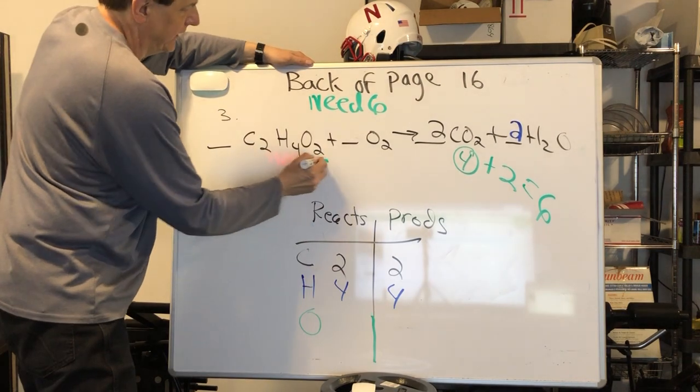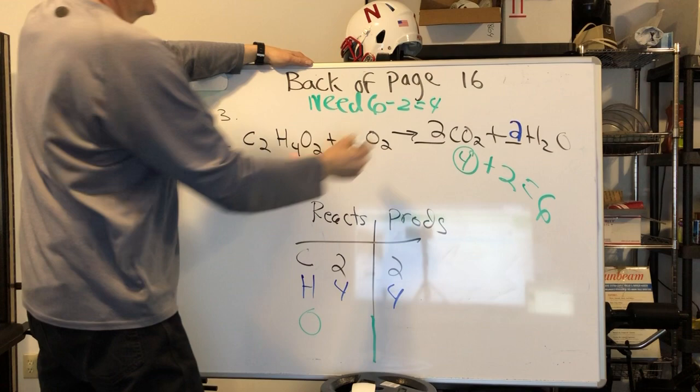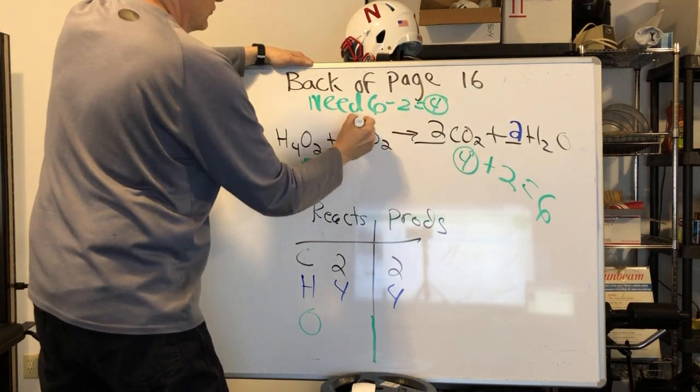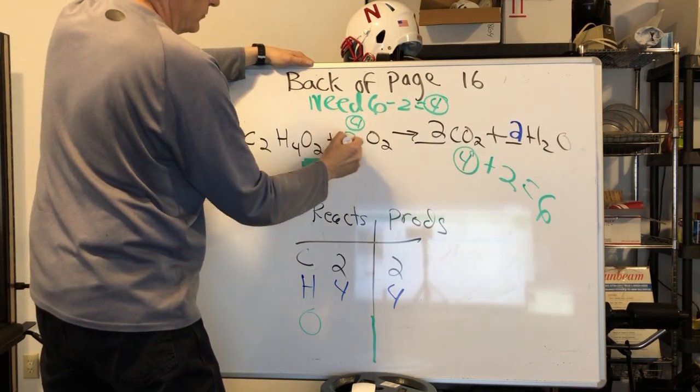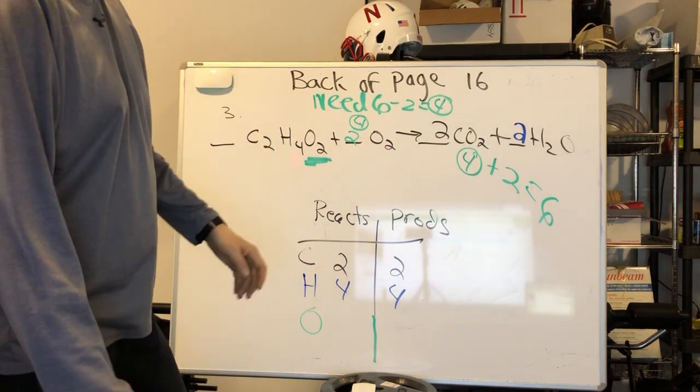But I have 2 hiding here, so I've got to subtract those 2 out. So my total need is not 6, but 4. So I'll put my 4 here. 2 goes into 4 2 times. And that gives me my balanced equation.